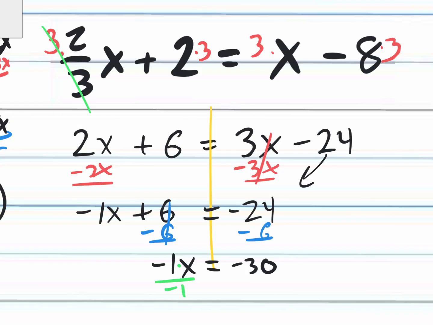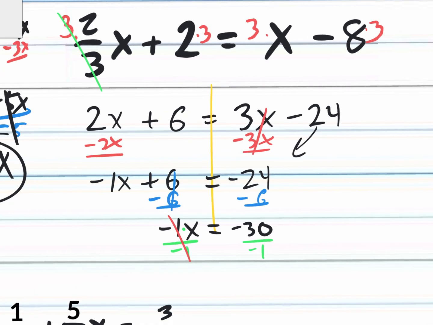How do you get rid of multiplication? With division. And remember, division is really just a fraction bar. So you're going to divide by -1 on both sides to keep the equality. And yes, that cancels out. And yes, your answer is x equals positive 30.